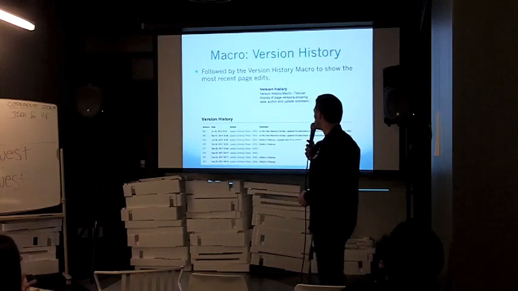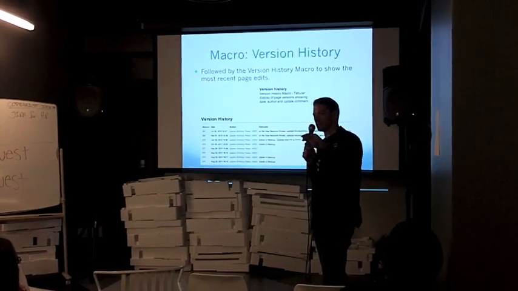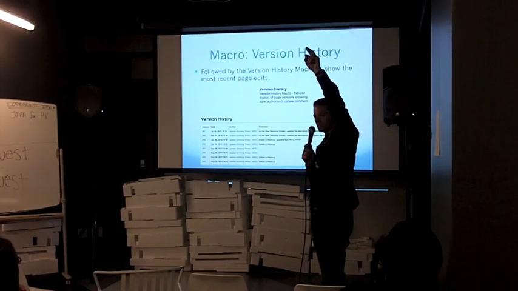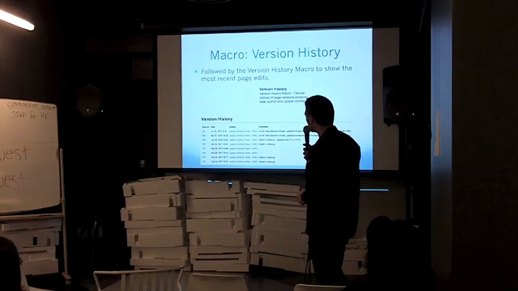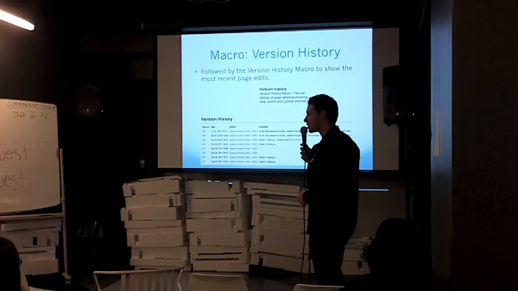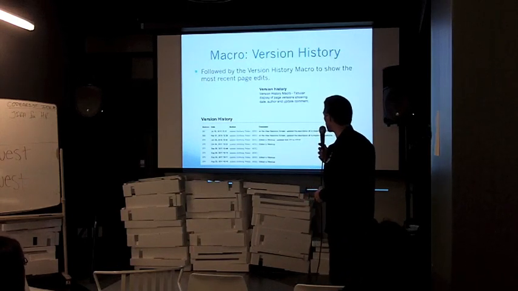Version history is something I use as well. How many people here, when they save a page in Confluence, actually edit anything into the description down below? So again, just a few people. So you may wonder, why would I even bother doing that? Well, if you use the version history macro, right here I just have it showing the most recent 10 edits to a page. It will show you right there the comment that you added when you edited the page.